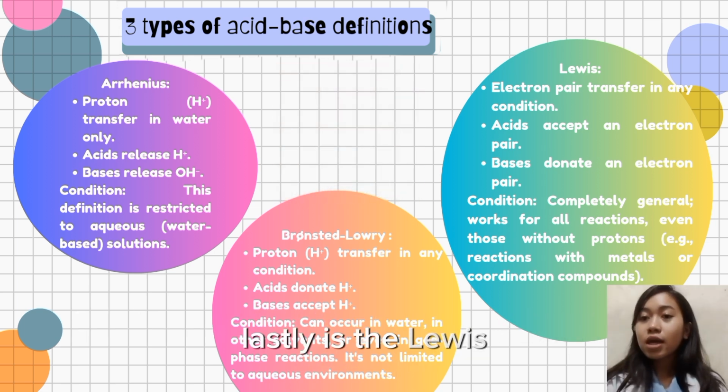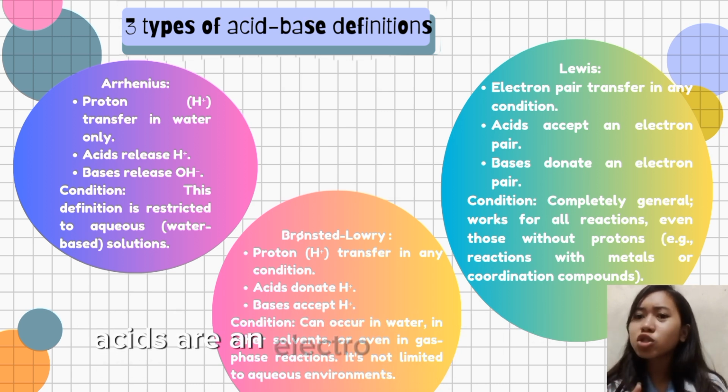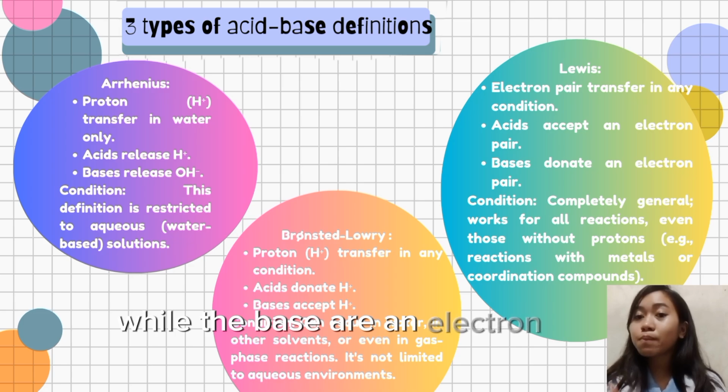Lastly is the Lewis. Unlike the previous two, Lewis focuses on the electrons. Acids are electron pair acceptors while the bases are electron pair donors.